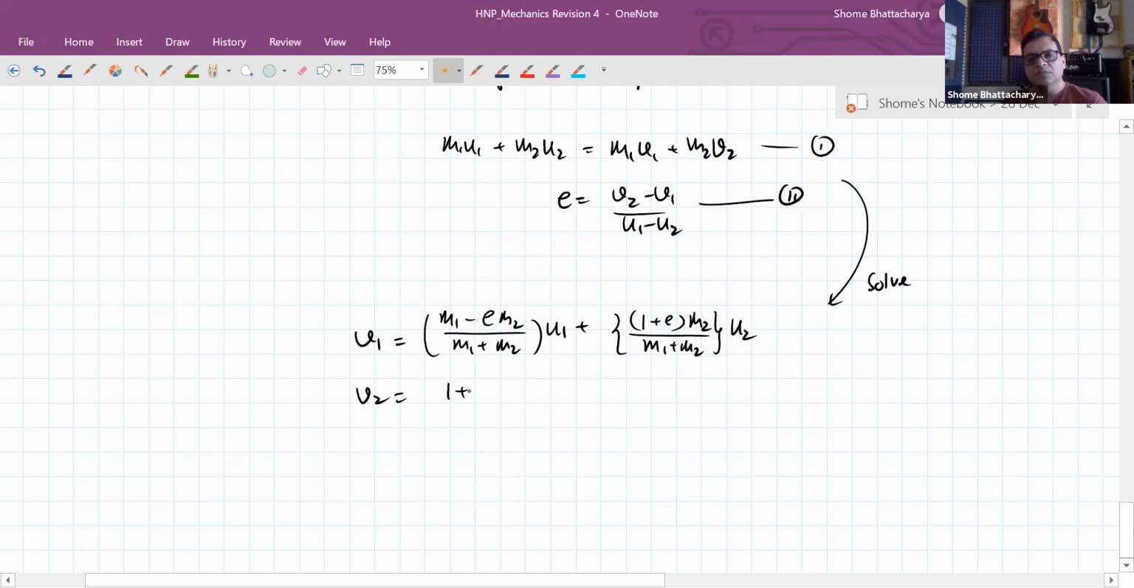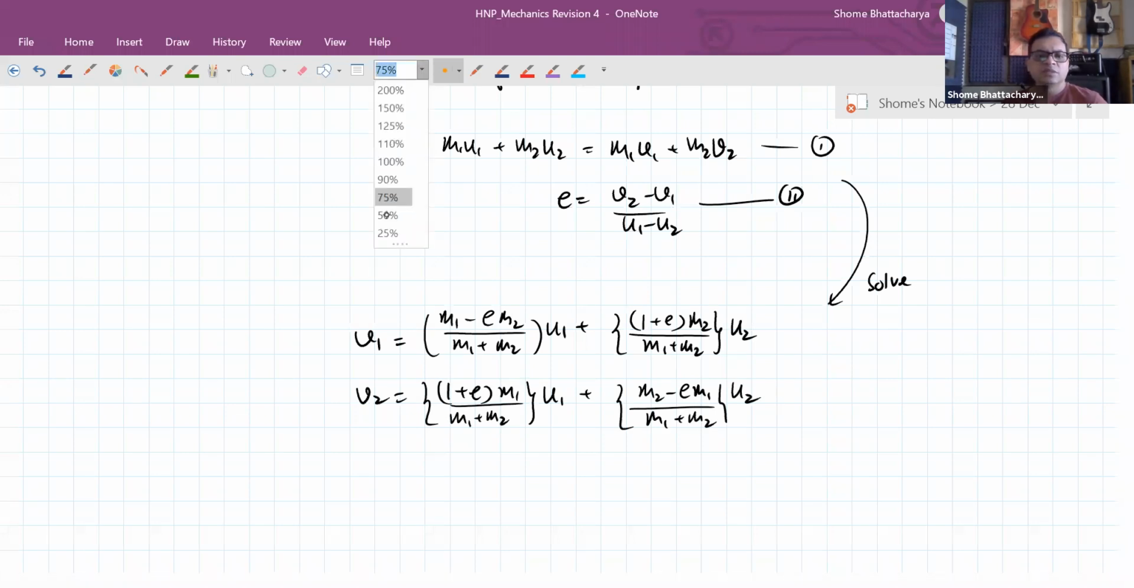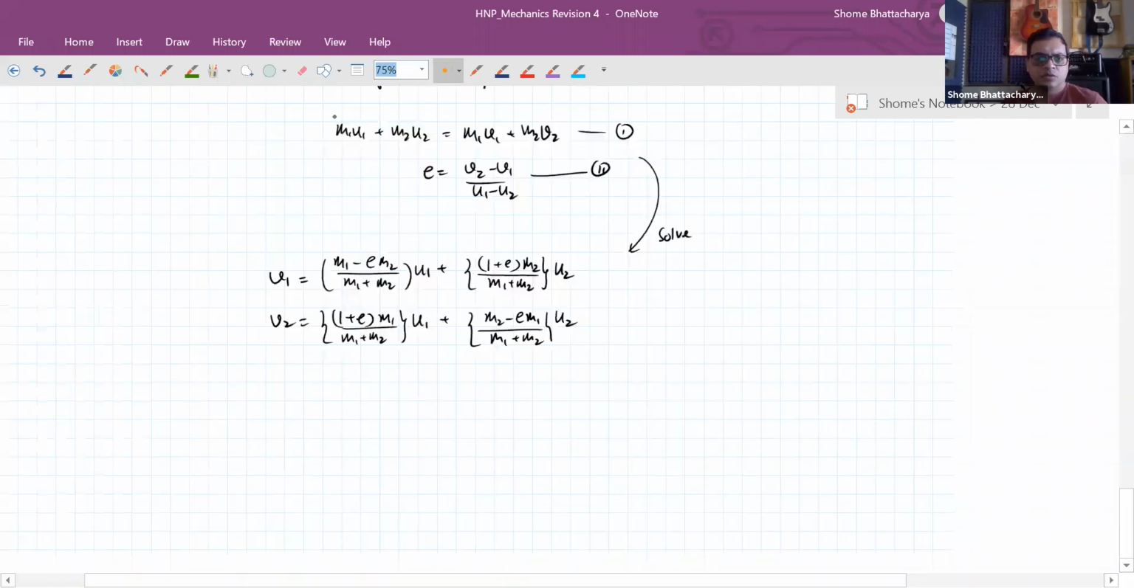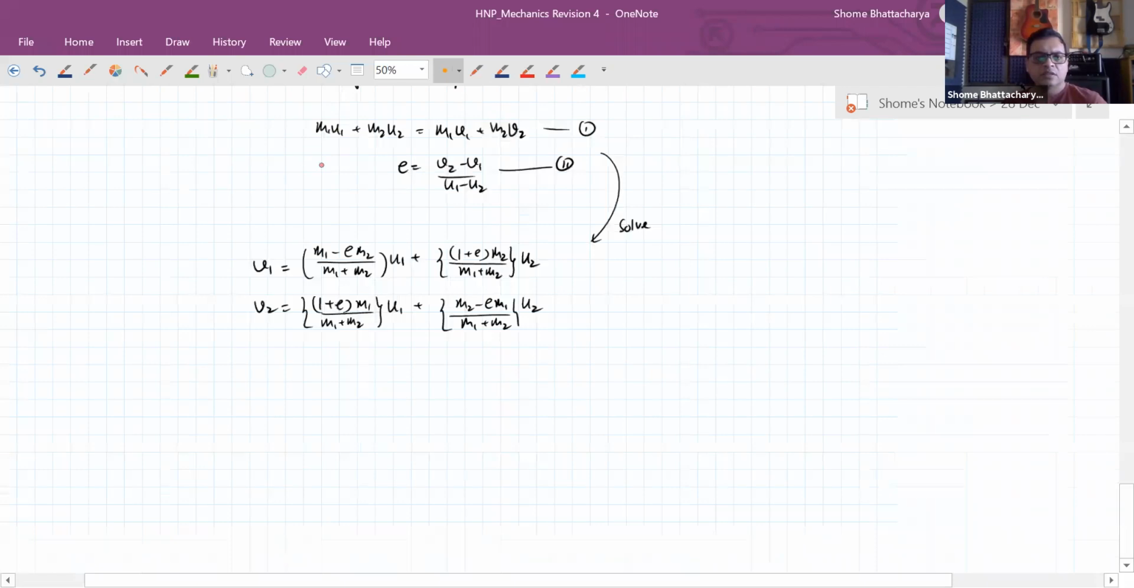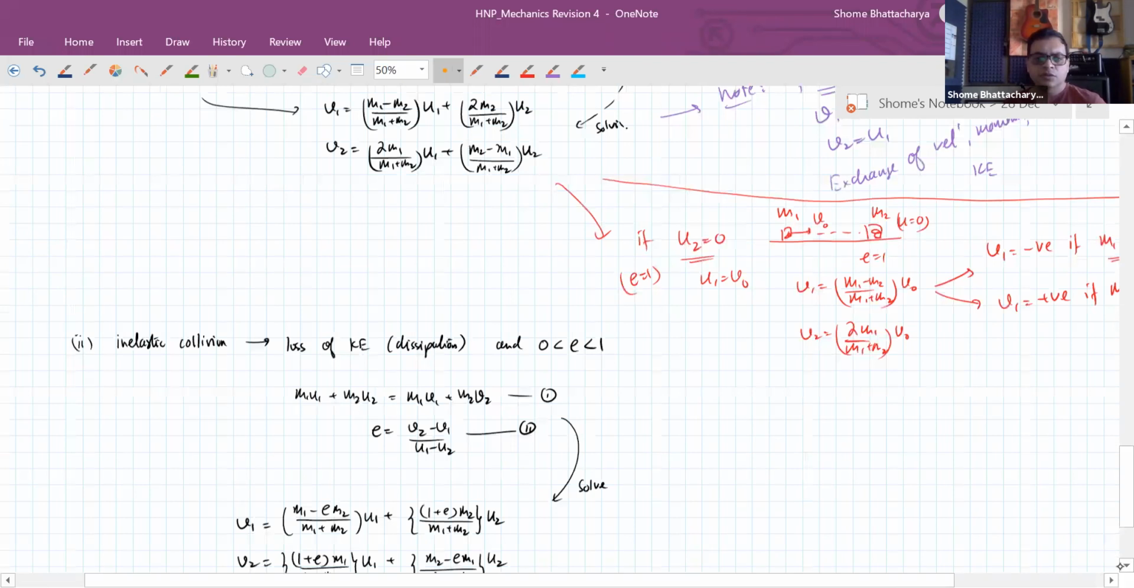And similarly, this term becomes 1 plus E m1 upon m1 plus m2. This term becomes m2 minus E times m1. So in fact, these formulae that we have written, you can think of this like the universal formulae, because this will give us the same thing if we substitute E as 1, okay, for the above formula also. So this set is just the special case of E equal to 1 when you substitute in the lower formula. Okay. So you can think of this like the main set of formulae.